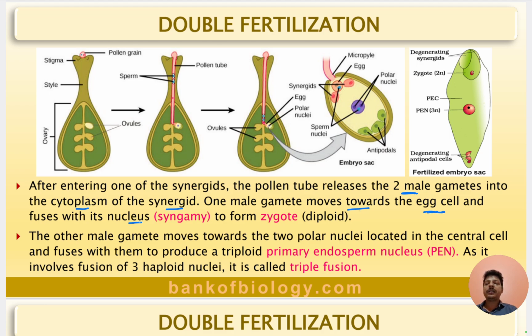And fuses with the nucleus, that is called syngamy. When the one male gamete fuses with the egg cell, that is called syngamy, to form a zygote, a diploid zygote. The other male gamete moves towards the two polar nuclei located in the central cell and fuses with them to produce a triploid primary endosperm nucleus. As it involves fusion of the three haploid nuclei, it is called triple fusion.